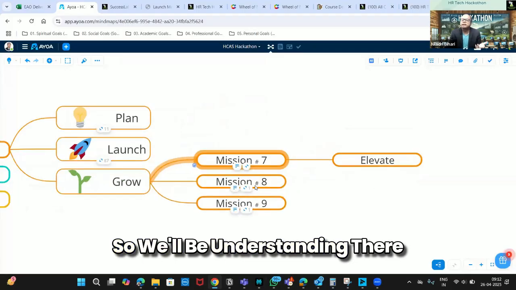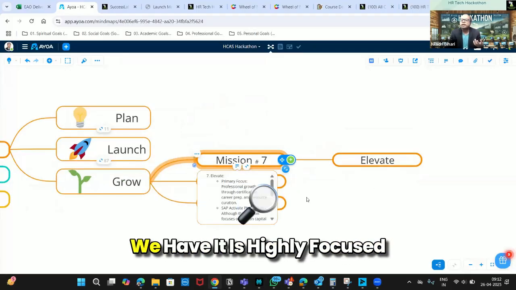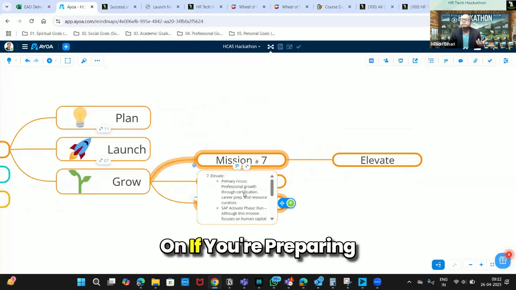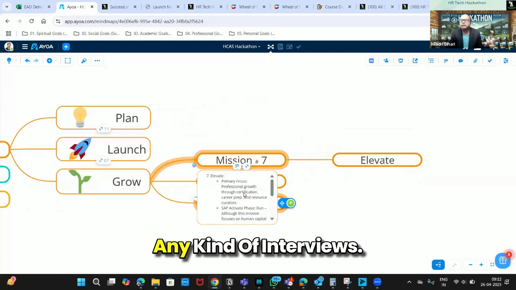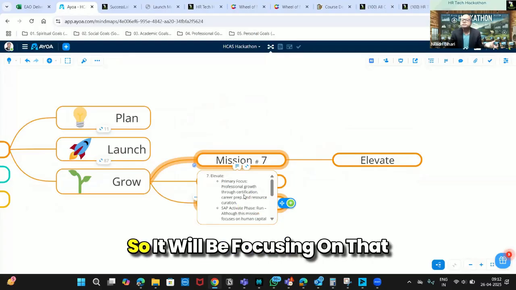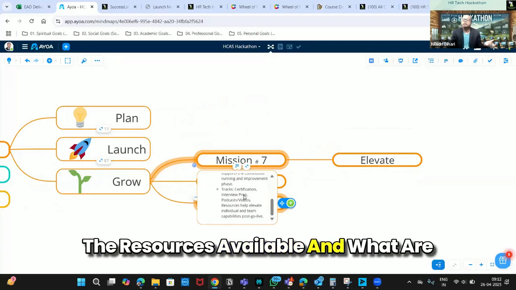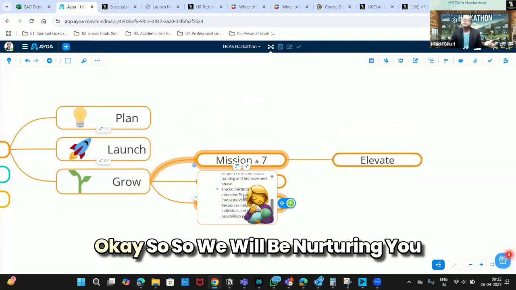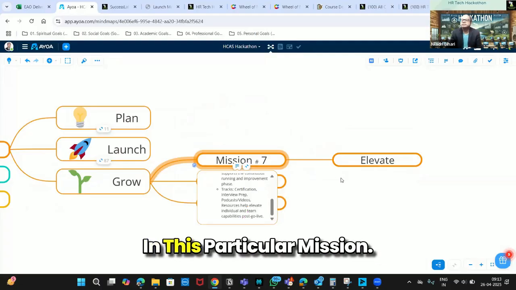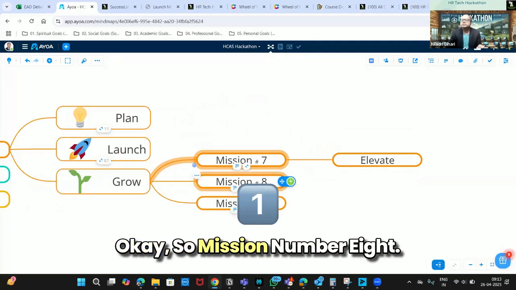So we'll be understanding there are 3 missions again. Elevate is highly focused on if you're preparing for any certification, any kind of interviews, right? So it will be focusing on that. I will be pointing out what resources are available and what the other different capabilities are. Okay. So we will be nurturing you in this particular mission.